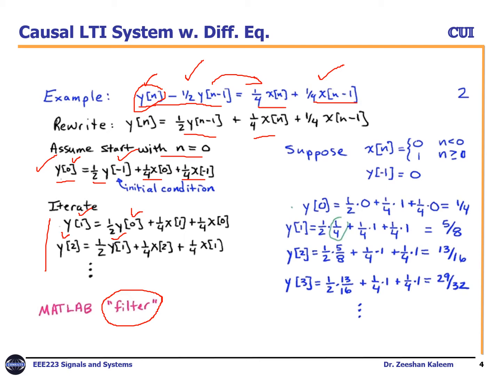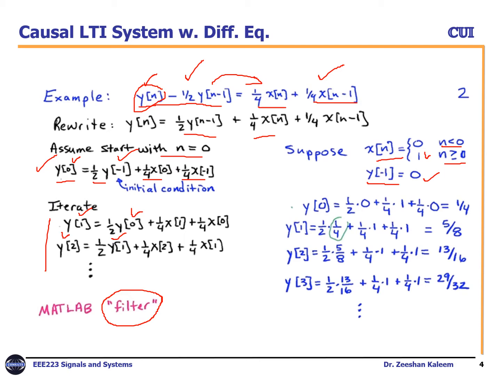Suppose that x[n], we have an input value which is 0 for n less than 0, and for n greater than or equal to 0 it is 1, right? And we have an initial condition of y[-1] equals 0. It means that it is initially at rest. When we don't have an output before the input, so the output is 0, it is called the initial rest, which we already discussed in the previous lectures as well.